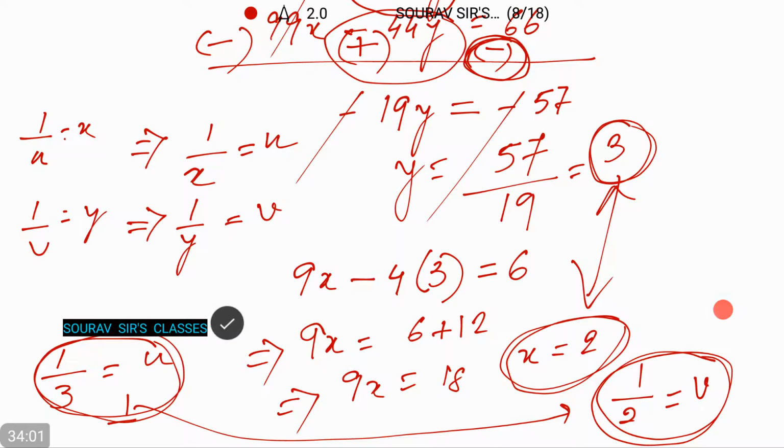The last step is crucial. People forget about the last steps and they just write their values as x and y, which is wrong. You have to substitute the values in x and y from the given transformations. These are called transformations.